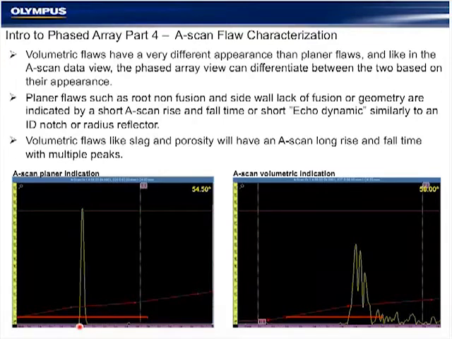So we see that the rise and fall time of the A-scan is very short, meaning that it's a very sharp, clear indication typical of a calibration notch or typical of a sidewall lack of fusion or root lack of fusion, as compared to a crack, porosity, or slag, where we'll see a volumetric type A-scan with multiple jagged peaks. Okay, this is the same as in conventional UT.